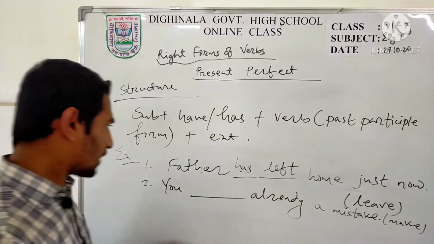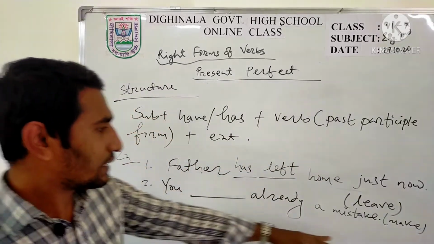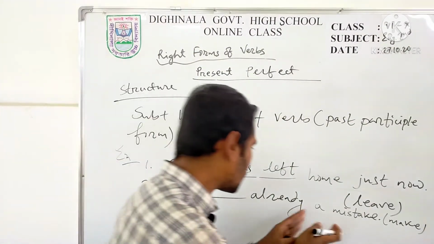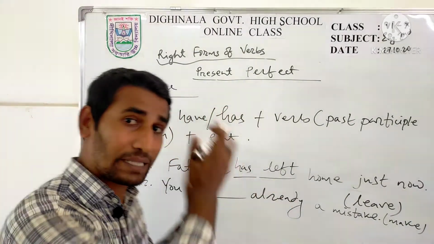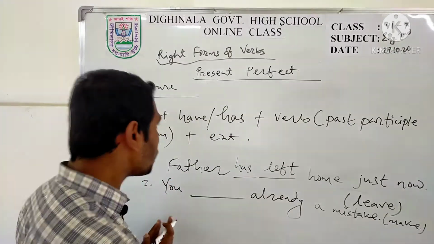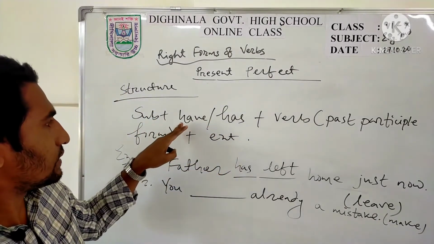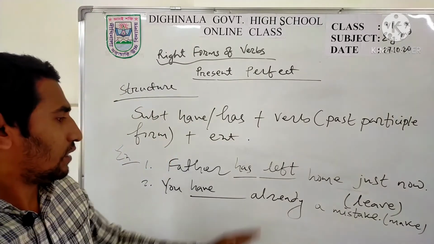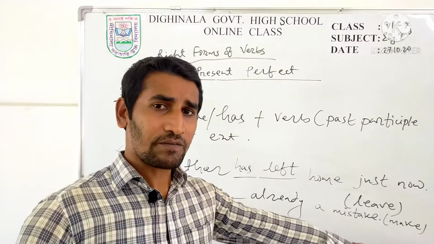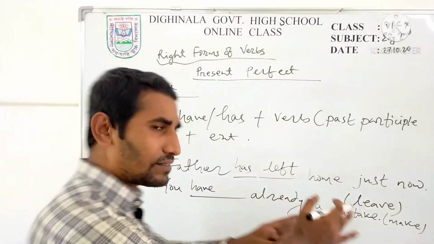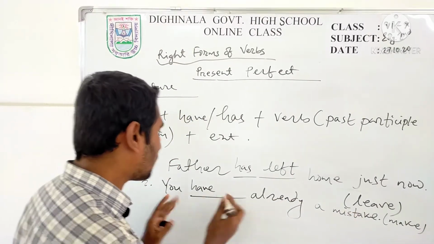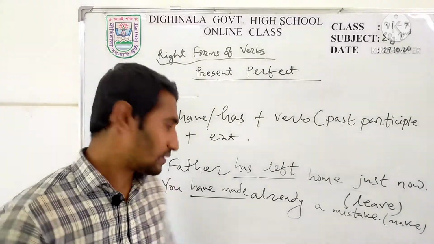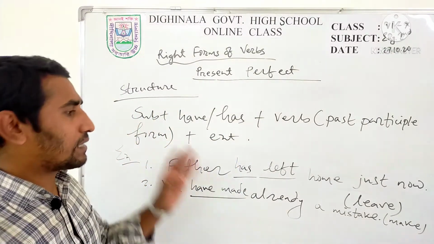And now just come to another example. You dash already a mistake. Tumi already ekta bhul korecho. So you can see here already, it is an indication of being present perfect tense. So after you, you is the second person, so you have to put have. Then you have already. What is the past participle form of make? Made, M-A-D-E. So you have made already a mistake. So these are the examples of present perfect tense.